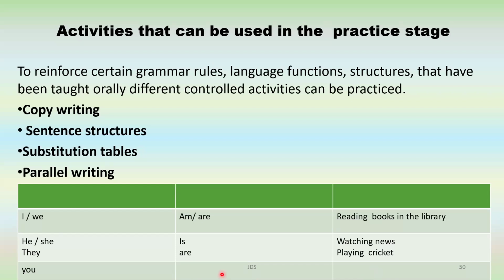Likewise, they can. Now this is not a totally controlled activity, it's a semi-controlled activity. Why? They have the opportunity of filling these cages. If words are given, then it will become totally controlled. So you can have substitution tables either as controlled activities or as semi-controlled activities. In this example, this is a semi-controlled activity. Why? You have two cages without any words.